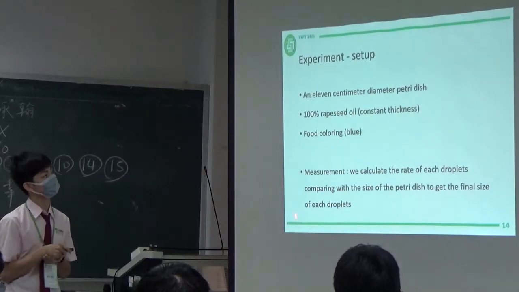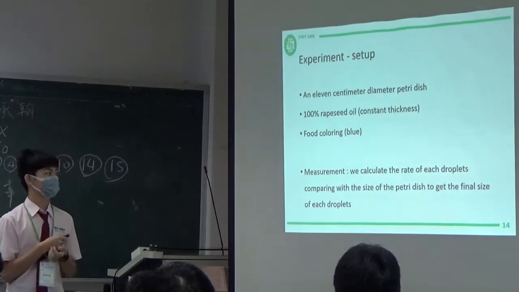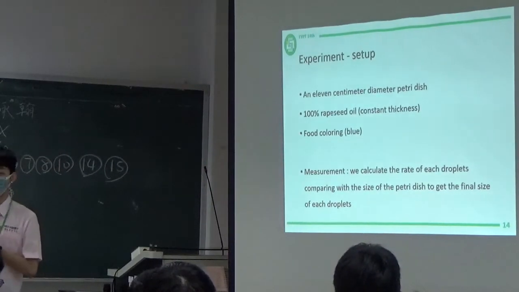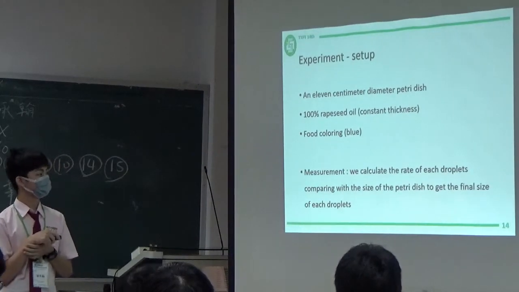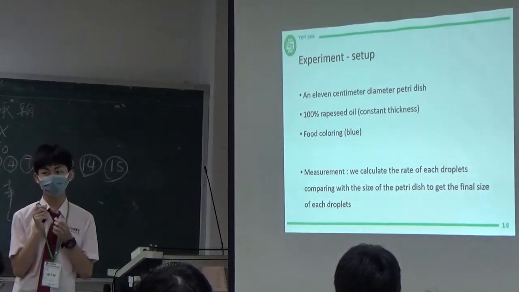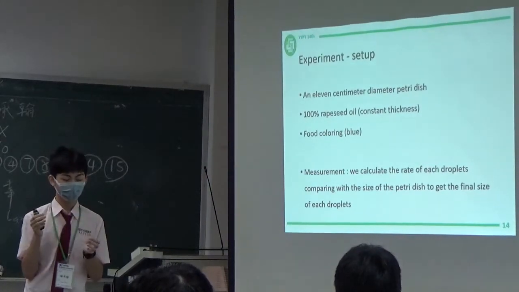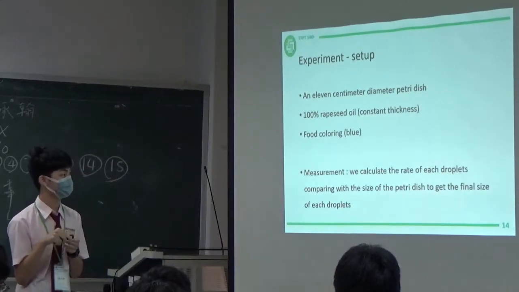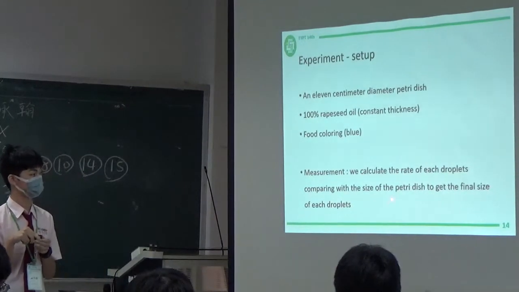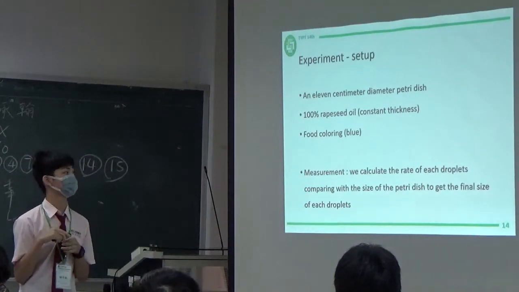We use an 11 centimeter diameter Petri dish, 100% rapeseed oil, which we use in constant thickness, and blue food coloring. For our measurement, we photograph the last status. Actually, we record the whole process, but we use the last status picture to calculate the ratio of each droplet compared with the size of the Petri dish. So we get the final size of each droplet.